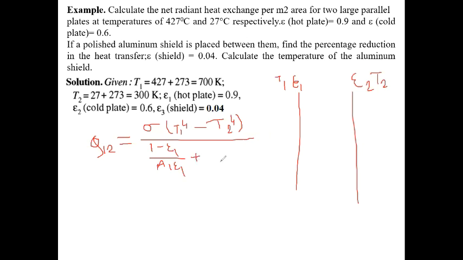Plus, this is the surface resistance, plus the space resistance 1 by A1 F12, plus 1 minus epsilon 2 divided by A2 into epsilon 2. Clear? Now if we consider A1 equals A2 equals A, and here it is given per square meter area, so it will become sigma, if we take the common A term out, sigma, if we divide it by, basically this is sigma A1 into this.